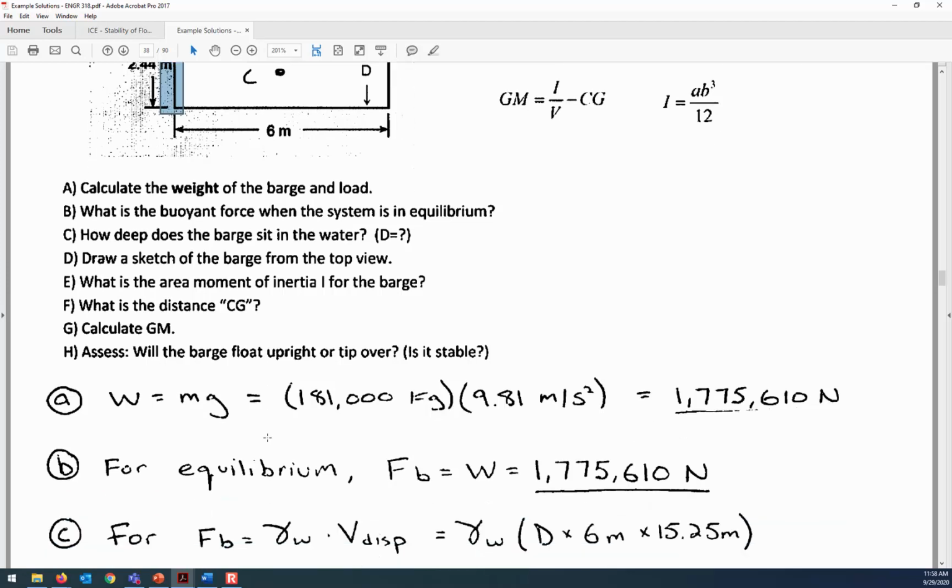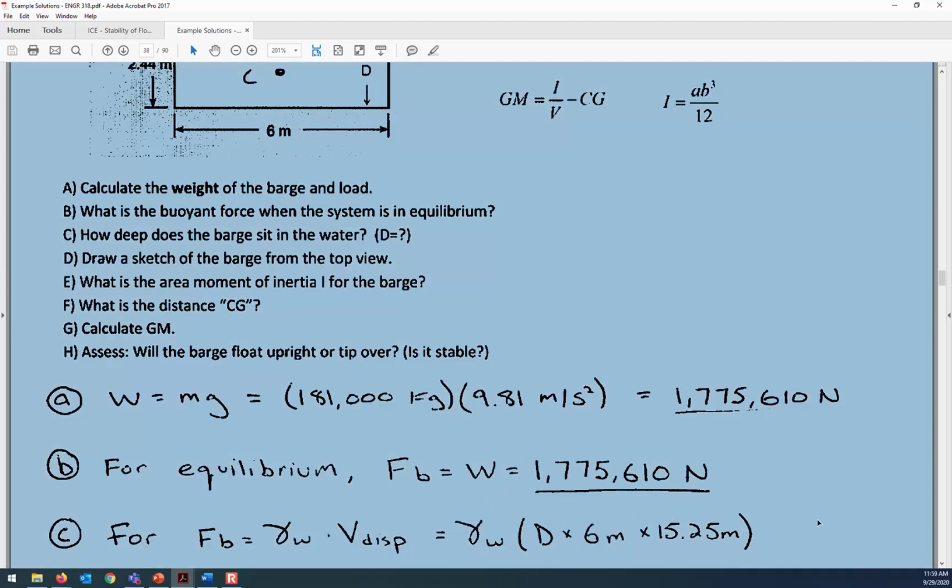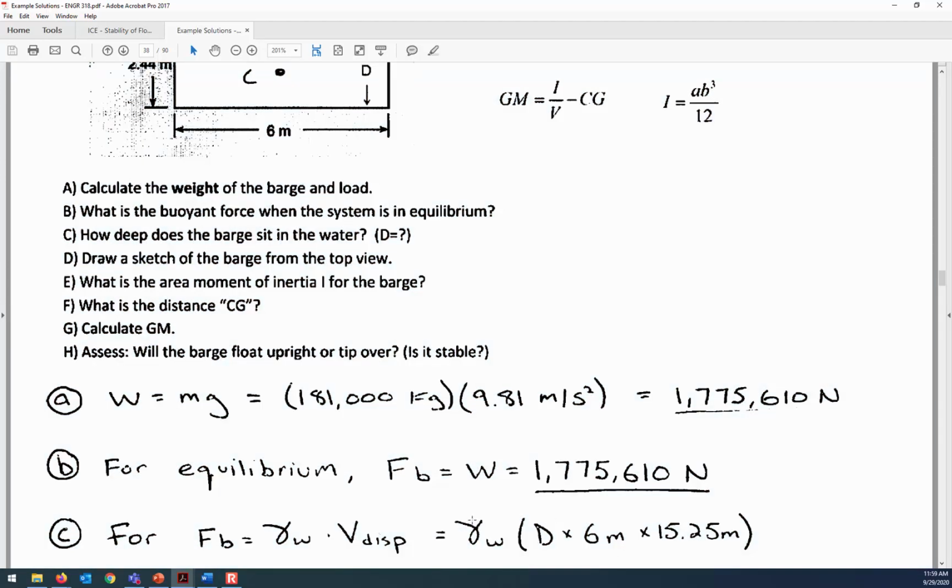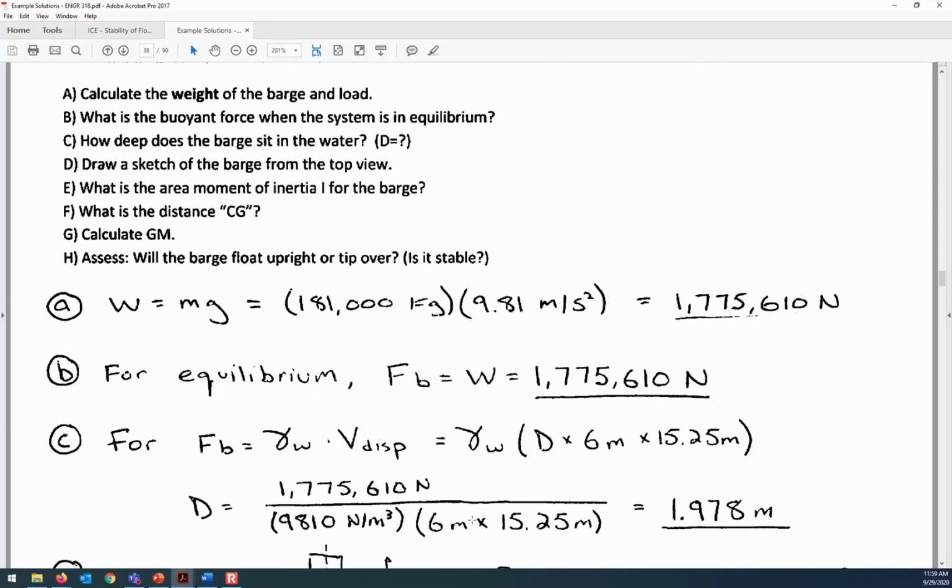So then how deeply does it sit? Well, what we know is that the buoyant force is this. Here's our formula for the buoyant force, and that's going to tell me how deeply submerged it is. The only thing I don't know is D, the depth of submergence, because I know the width of it is 6 meters, the length of the barge is 15.25 meters, and the unit weight of this being water is 9810. So I can rearrange that equation in terms of D. So D, the depth of submergence, if it's this loaded down, then it has to be 1.978 meters submerged.